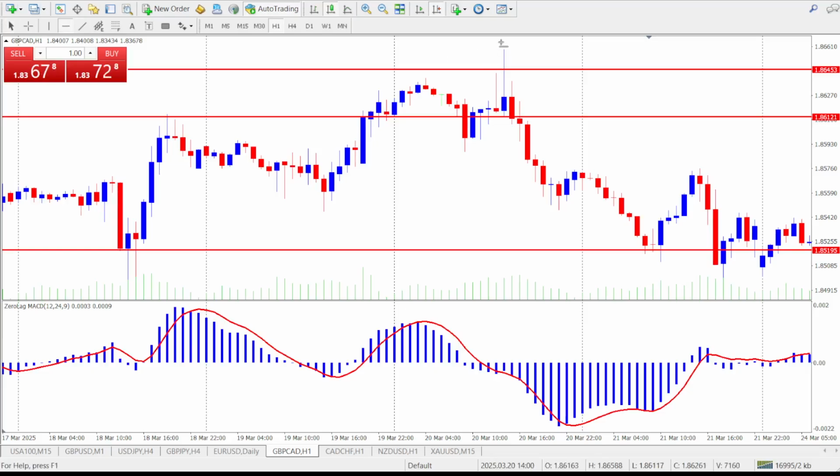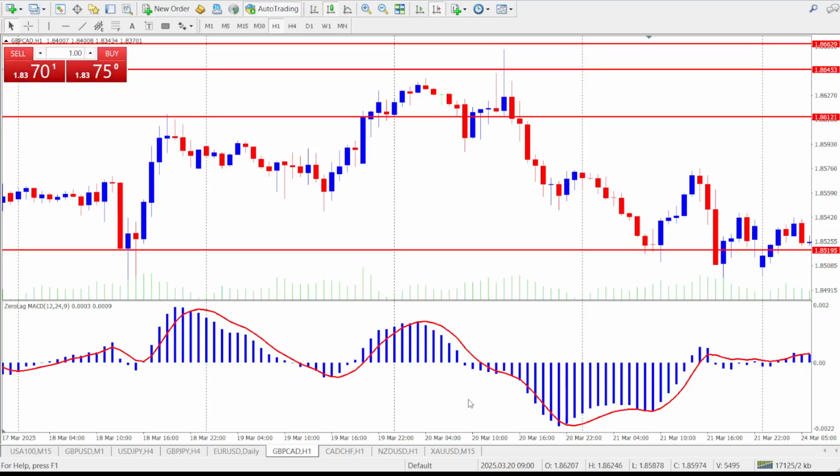Stop loss can be above that rejection candle, and then your take profit can be around support levels. All right. So the ZeroLag MACD is a great tool for filtering trade setups as well. If you are unsure about a trade, simply look at the MACD histogram and the signal EMA for confirmation.